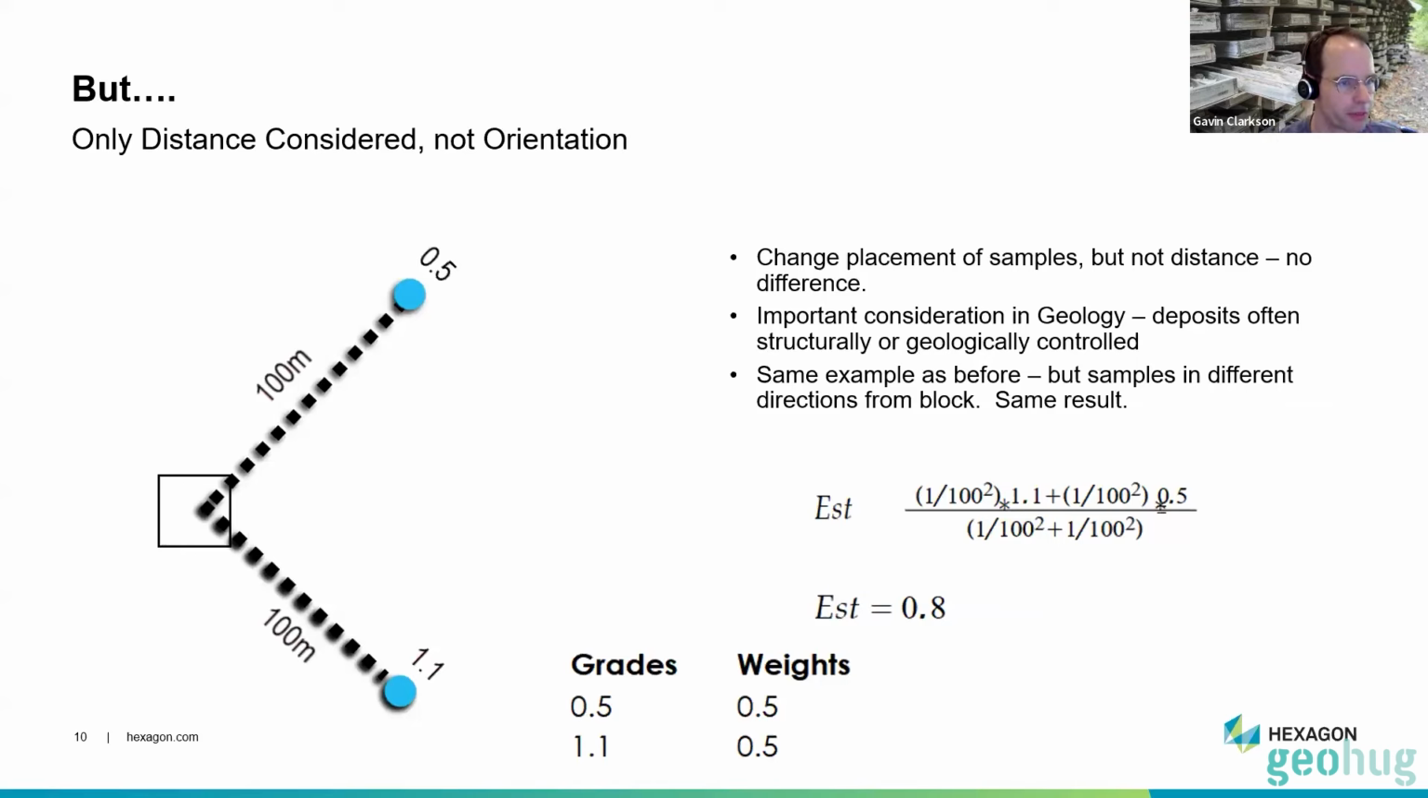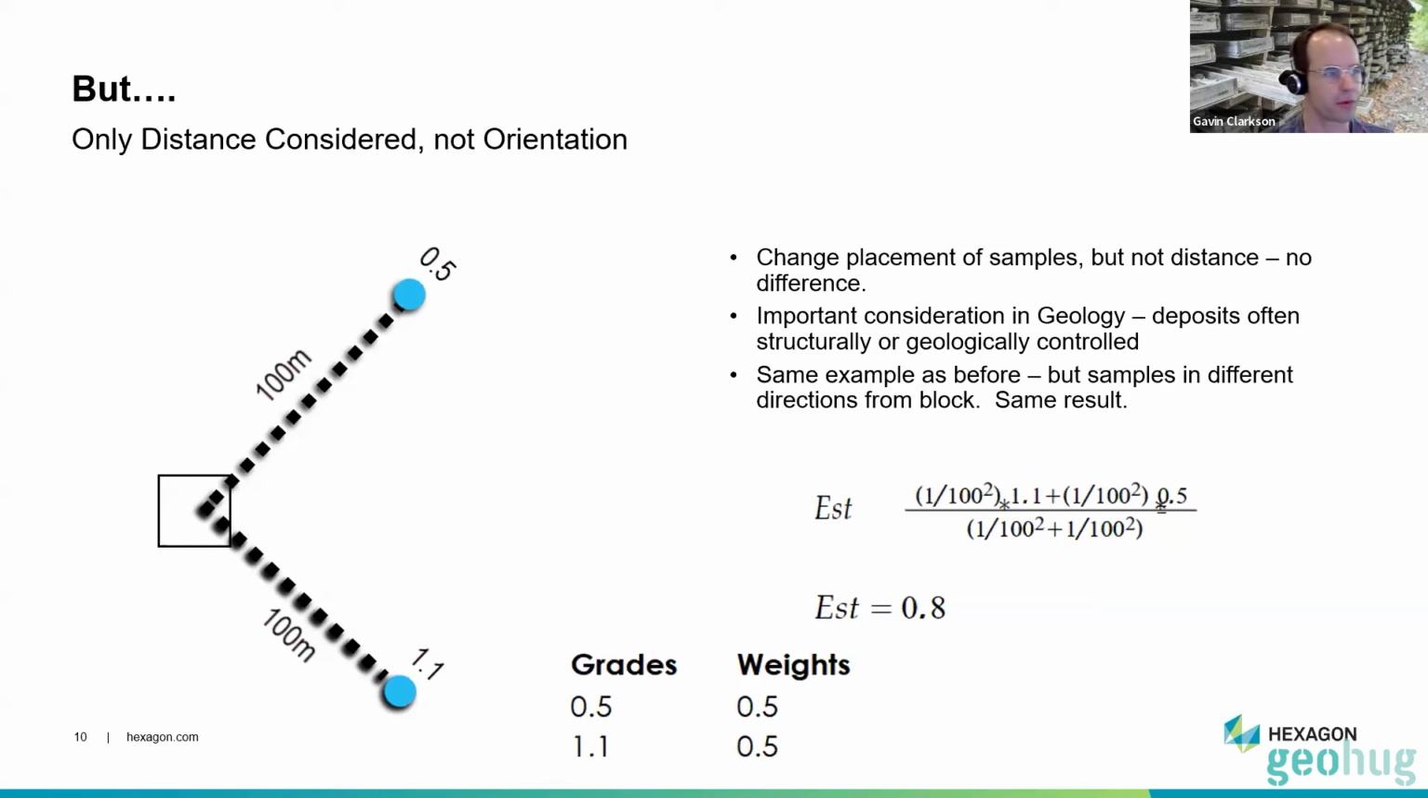You can change the placement of the samples without changing the distance. So if I take that same example and rotate it a little bit and change where the samples are, the result is going to be exactly the same as our first example. It's going to be 0.8. It doesn't care where the samples are. It only cares how far away they are from the block. So you can change the placement and not the distance, and you'll get no different result.